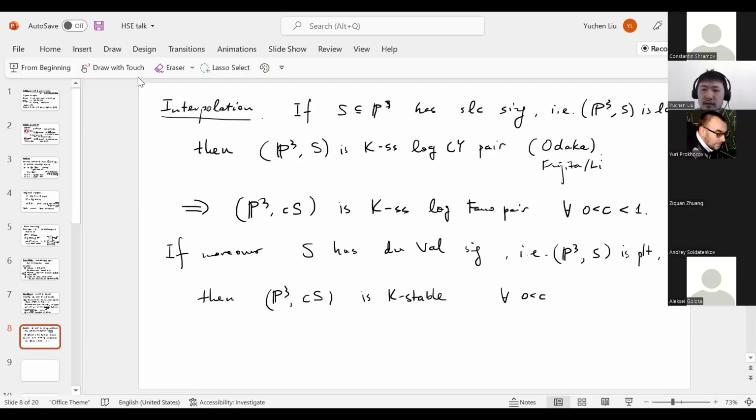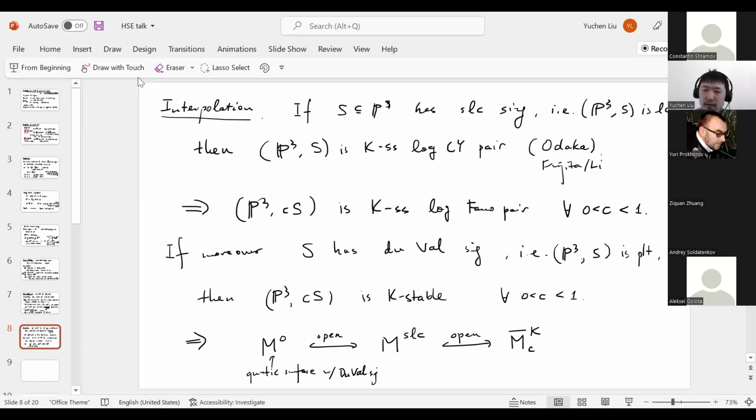For every C between 0 and 1. So that tells us we actually have this containment. M naught, remember, this is the moduli of quartic surfaces with Duval singularities. That will admit an open immersion into this SLC locus, which is again open, and then this admits an open immersion into this K moduli for every C between 0 and 1.